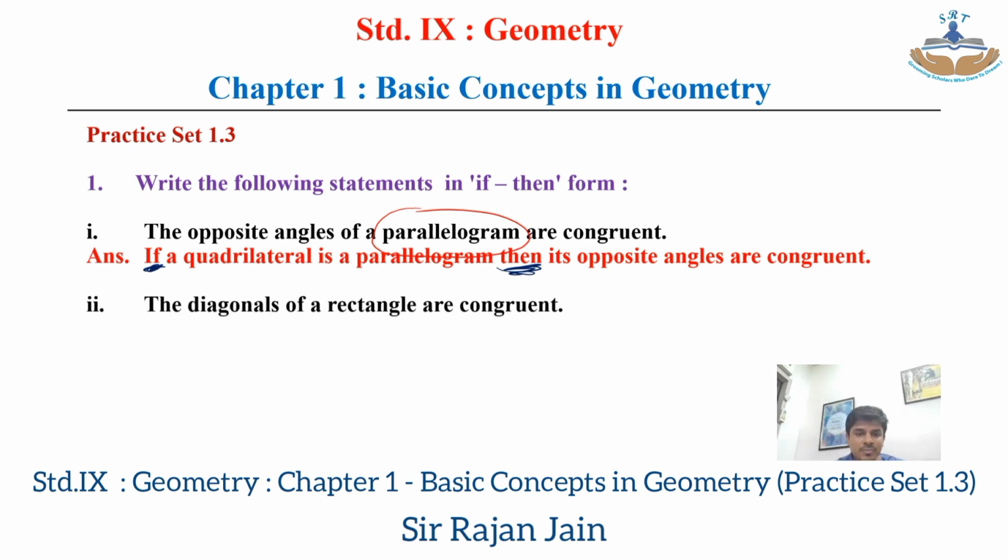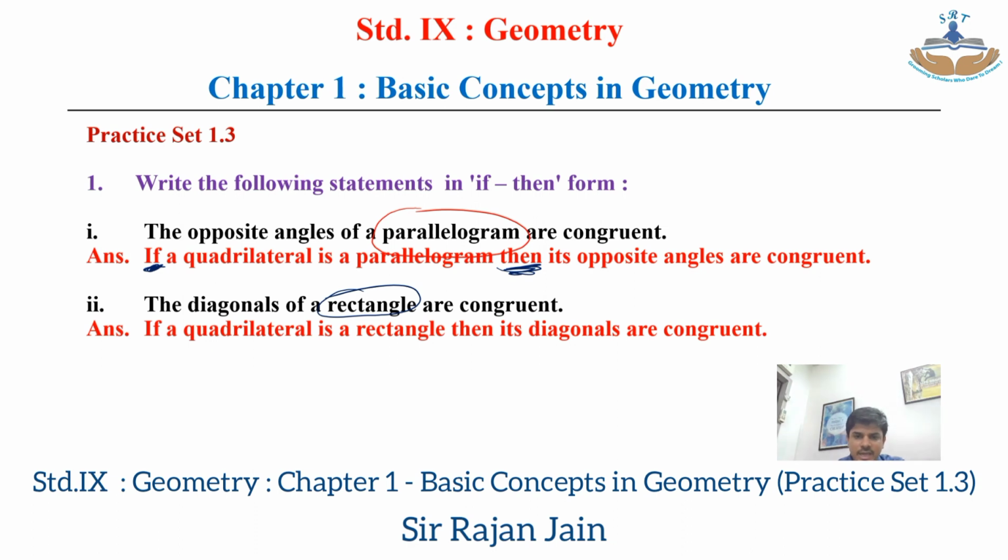Now see what is given in the second. The diagonals of a rectangle are congruent. So in this case, if my quadrilateral is a rectangle, then its diagonals will be congruent. So how is it written in English? If a quadrilateral is a rectangle, then its diagonals are congruent.